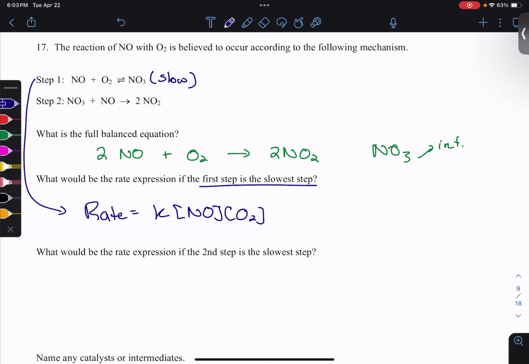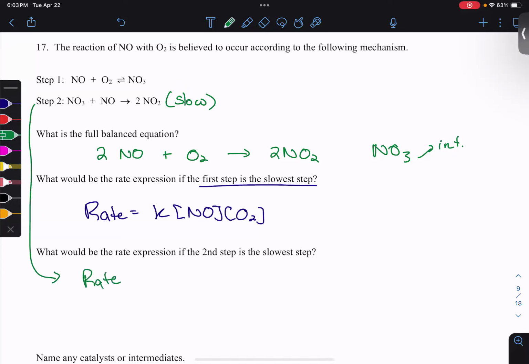So if the second step is the slow step, that's the follow-up question. This is the other type of mechanism we can ask you. So we're saying step 2 is the slow step, all right? Then we do the same treatment. Rate equals the concentration of the reactant. So k times [NO3] times [NO]. Are we done?